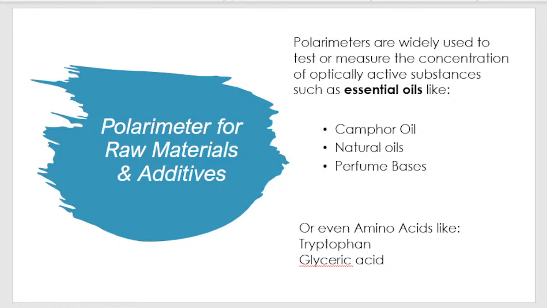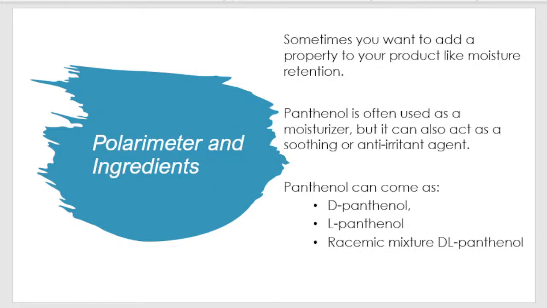Some of these optically active substances are essential oils like camphor oil, like natural oils, or even perfume bases. Also, polarimeters are used for amino acids, like glyceric acid and, I'm going to butcher this one, tryptophan. We're going to mention tryptophan more later on. Polarimeters are also used for other ingredients.